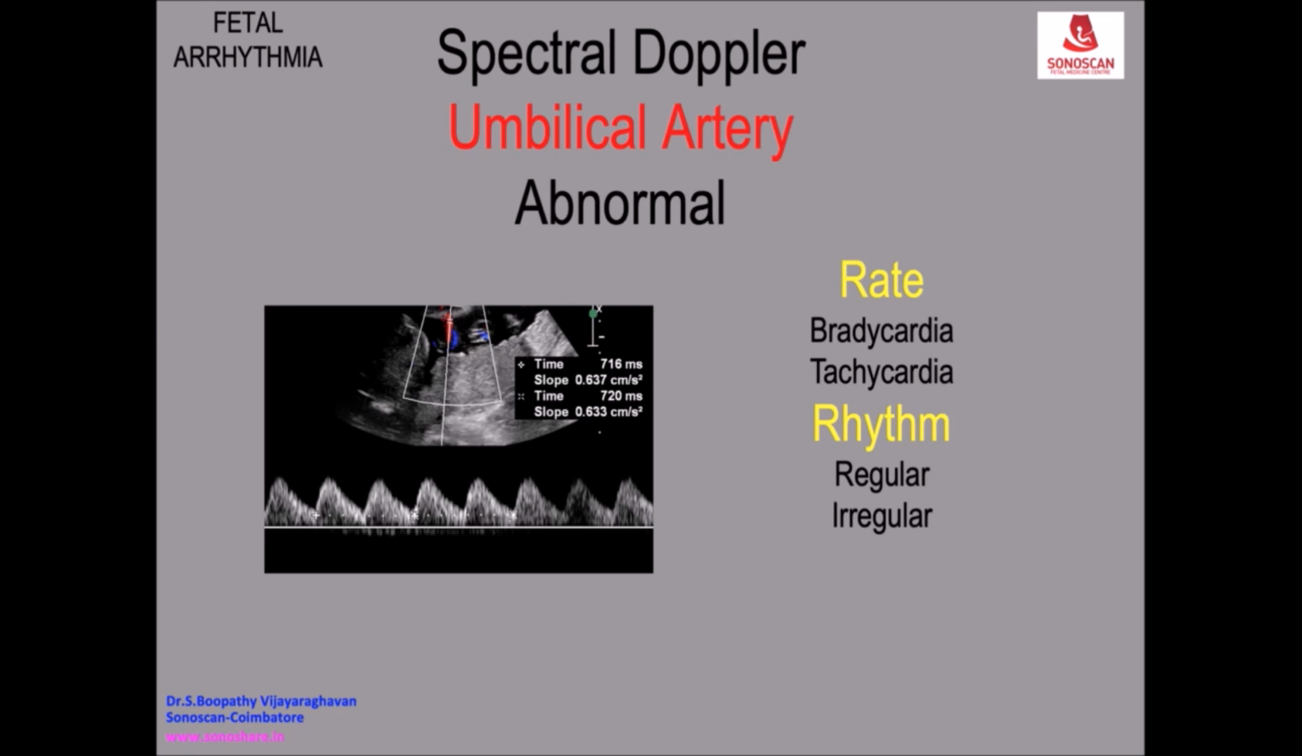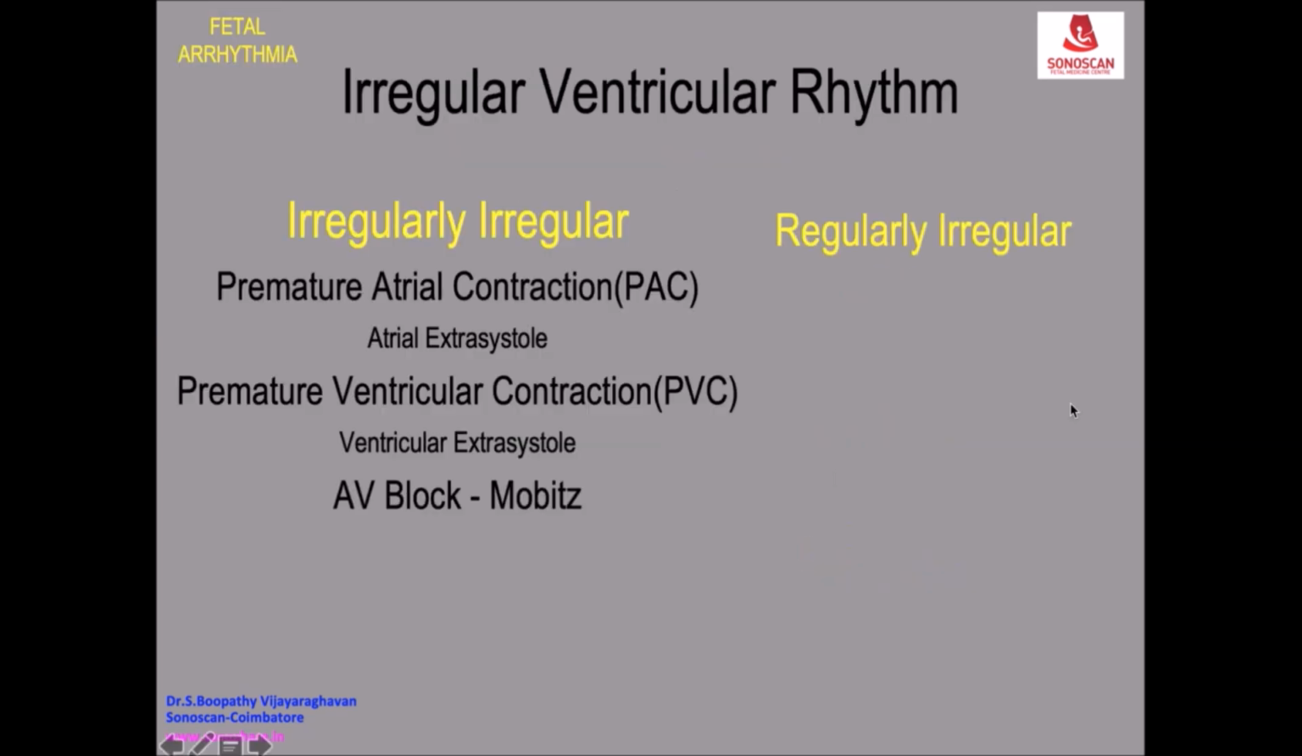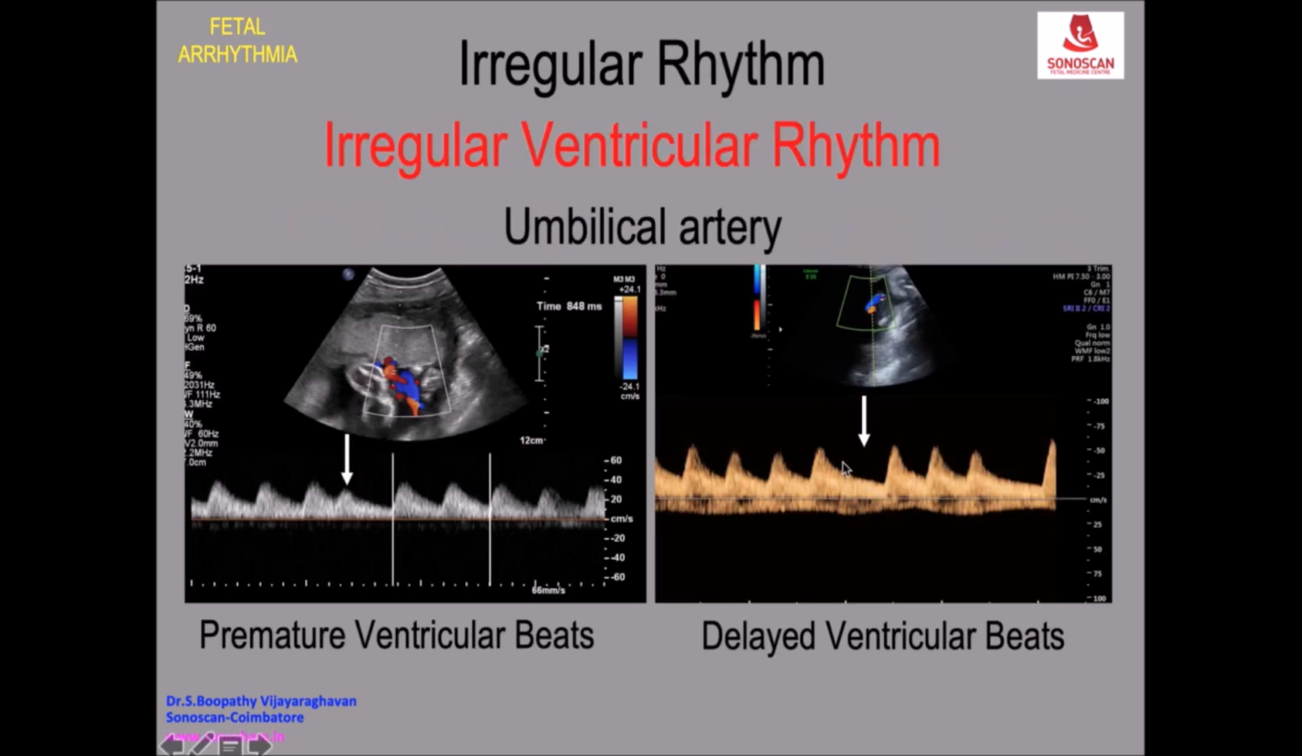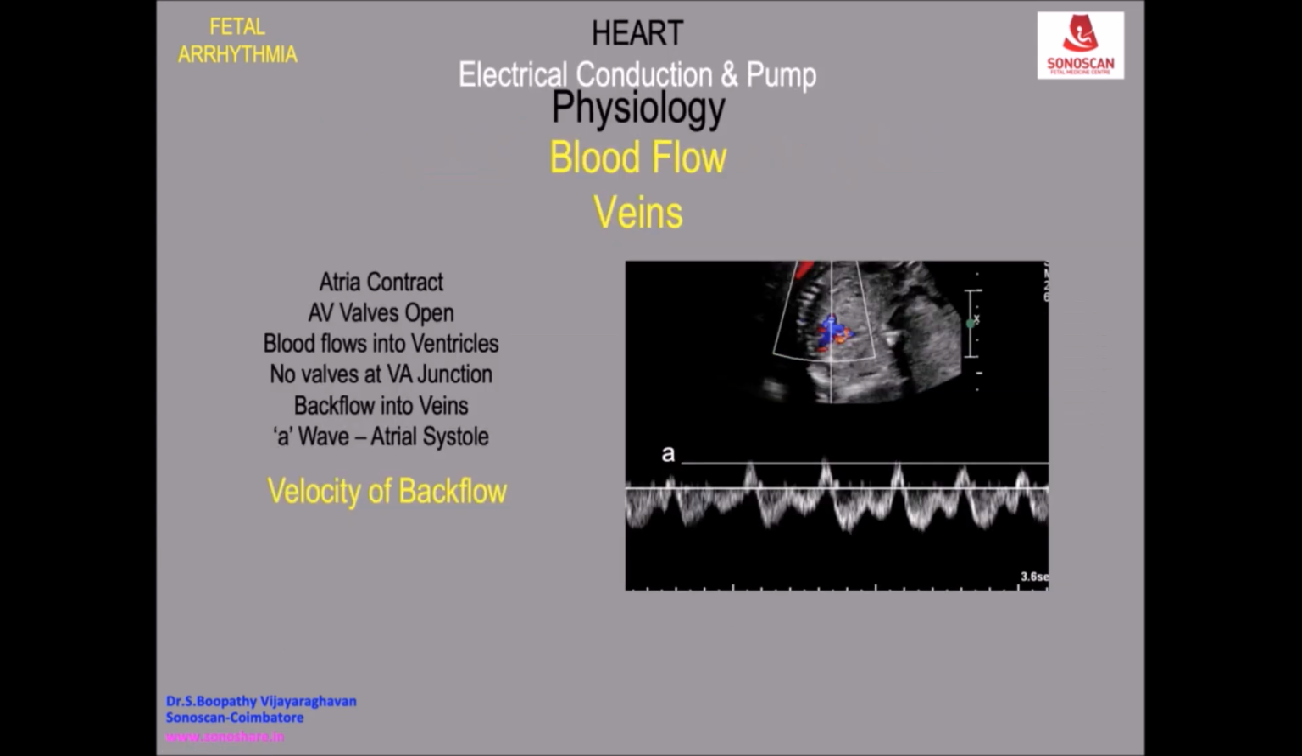It can be irregular. Irregularity can be regularly irregular or irregularly irregular. It is seen in bigeminy or AV block, 2:1 block ventricular beat. So one beat is missing here. So this is a delayed ventricular beat. So it can be either a premature ventricular beat or a delayed ventricular beat.